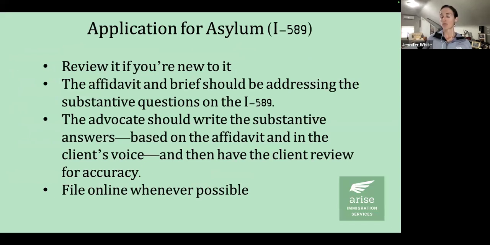Okay, the 589, we're also doing a training on that. One of the reasons why we're doing a whole separate training on just the application is because of the issue of pretermission. The government is dismissing cases without evidentiary hearings for a lot of reasons. One of those reasons is inadequate information on the I-589. So we'll be talking about how you can do that thoroughly and in a way that kind of mirrors your legal argument that you're making in your brief.